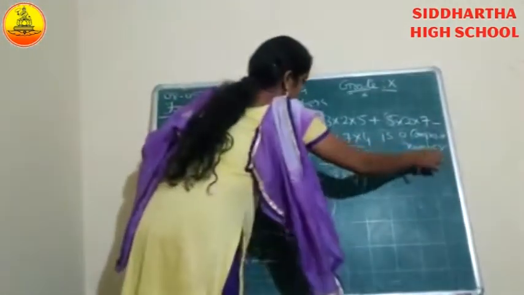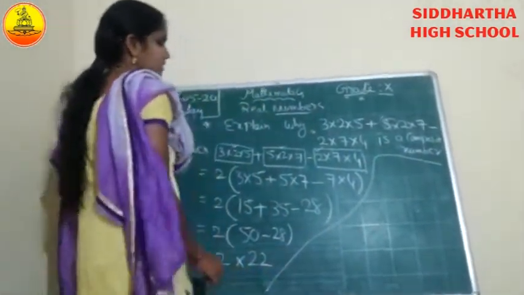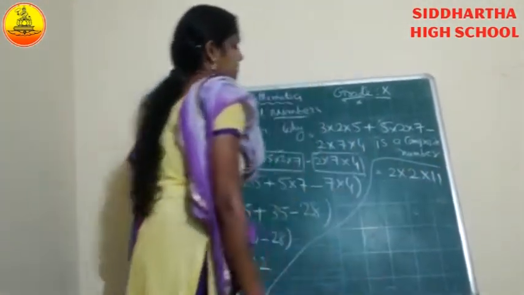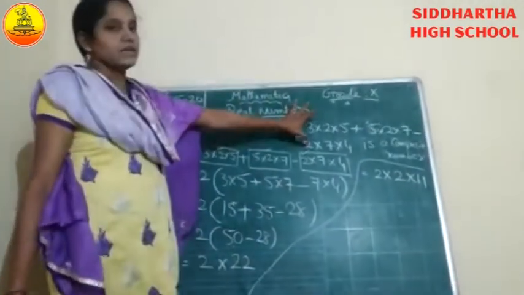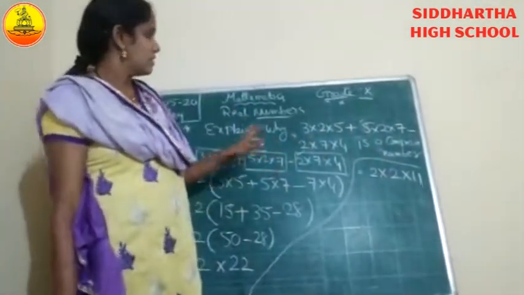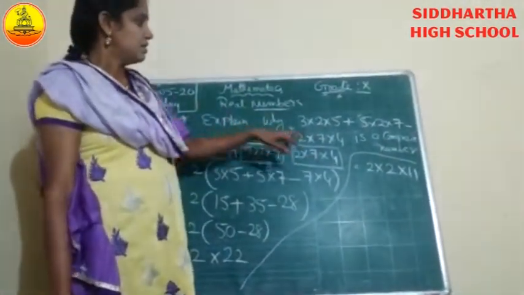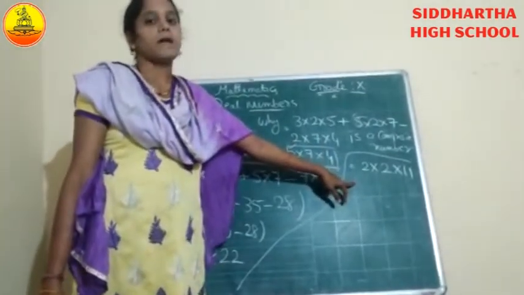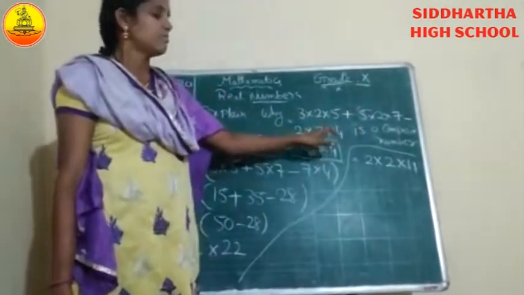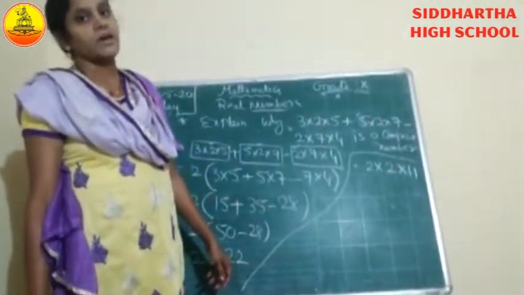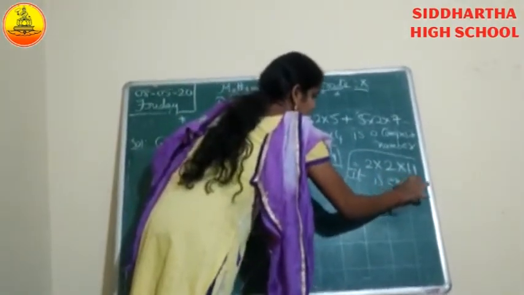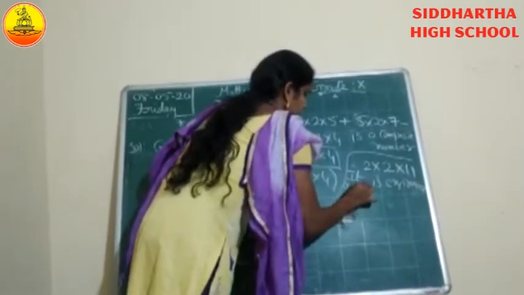So what we have to do? 22 also express as the product of primes. 22 can be written as 2 into 11. Now this number is finally expressed as the product of prime factors. So what we can say here, it is expressed as the product of prime factors. Therefore 3 into 2 into 5 plus 5 into 2 into 7 minus 2 into 7 into 4 is a composite number. It is expressed as a product of primes.